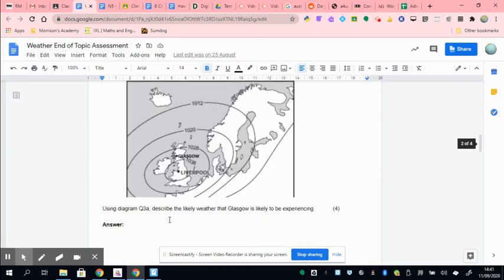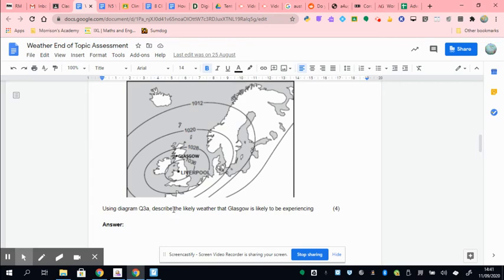Let's have a look at the next question. Now, this question was answered quite poorly by a number of people because they didn't recognize this for what it was. This is an area of high pressure. How do we know that? Because the isobars, the air pressure is at 1036, which is very high pressure, and Liverpool is right at the center of that. Okay, so you're not asked to explain the weather, you're just asked to give the likely weather.